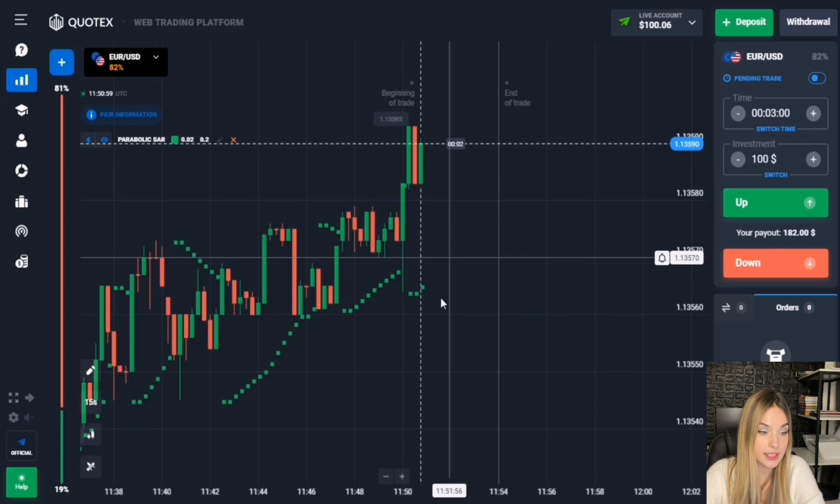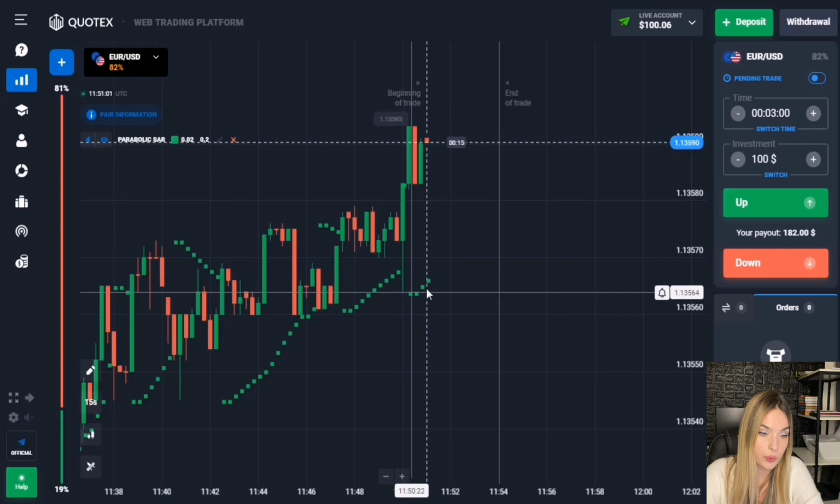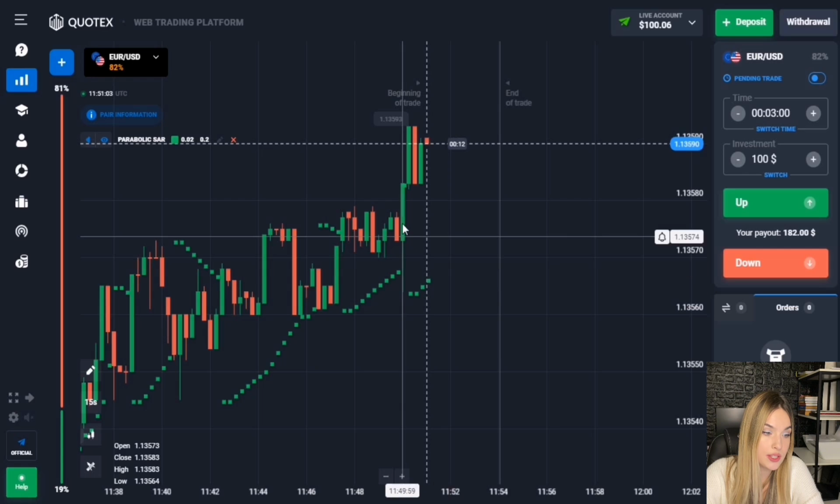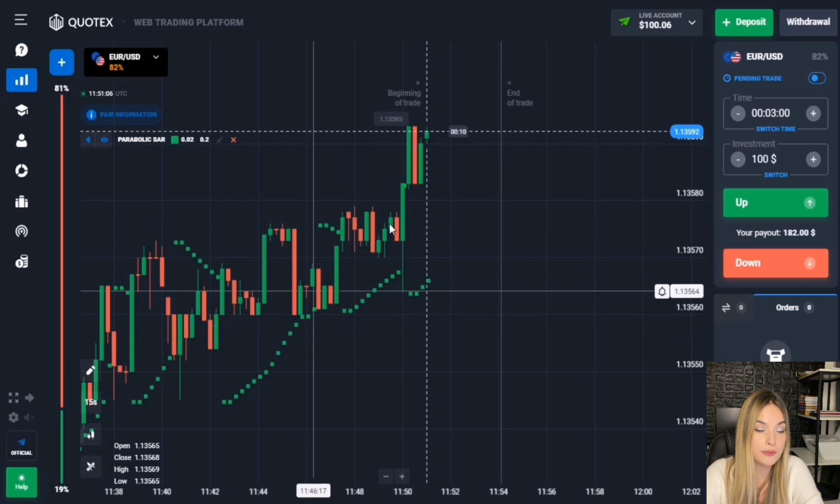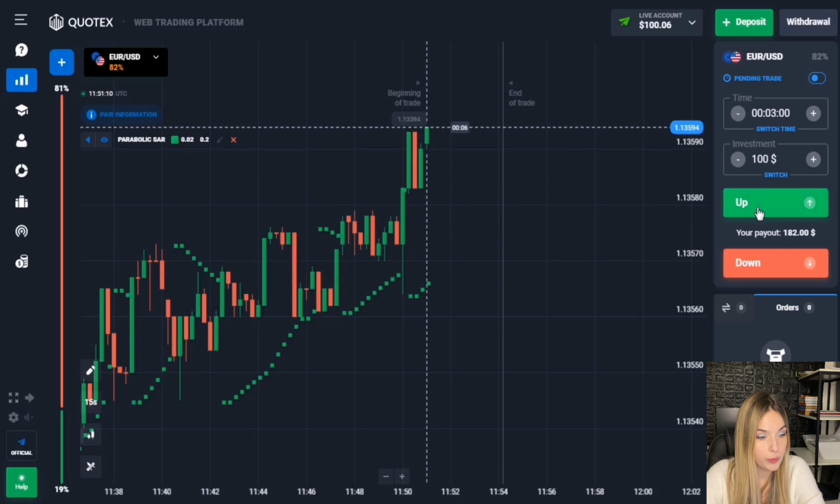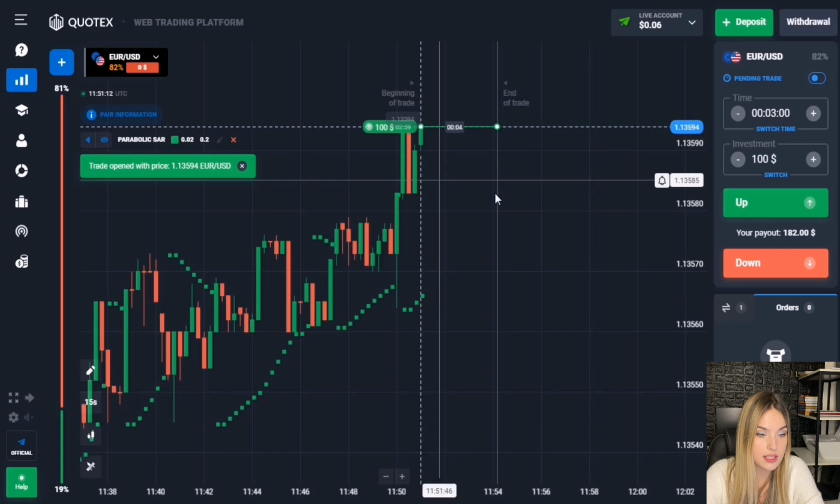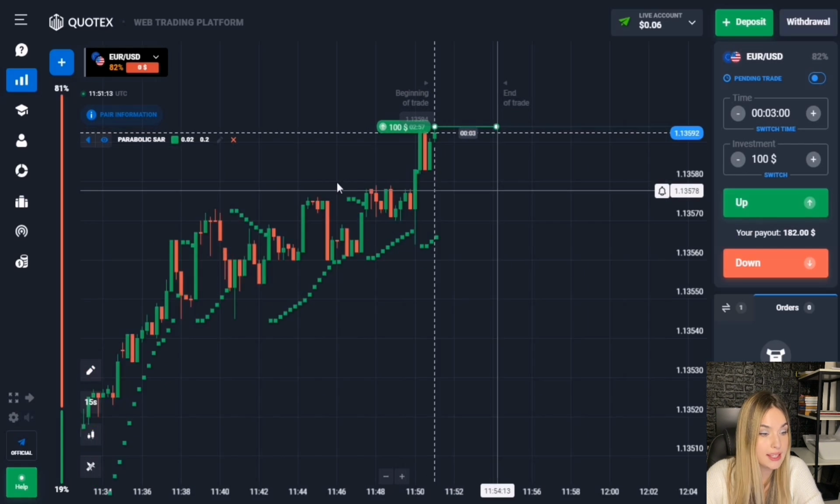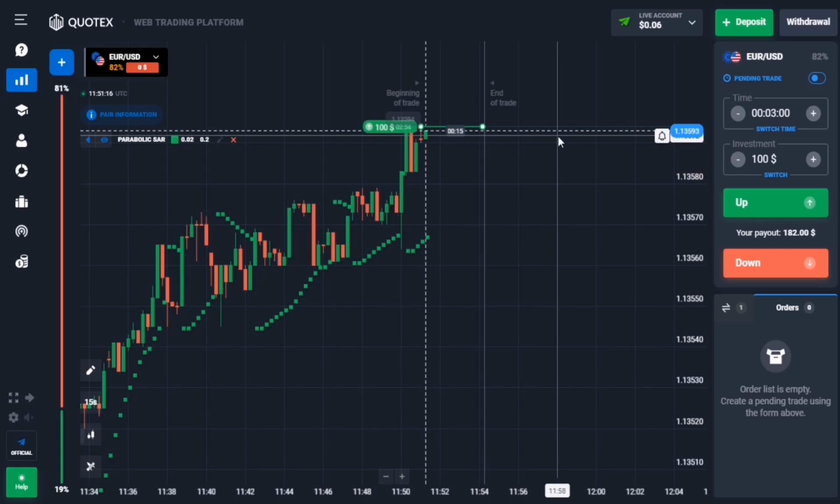Here, our indicator again suggests to us that there is an entry point. We also see that at the moment there is an uptrend. I propose to open a deal for 3 minutes to upside. I think that the price will continue its upward movement because there is still room, there is a distant level. It's much higher. So friends, let's wait for the end of our deal.